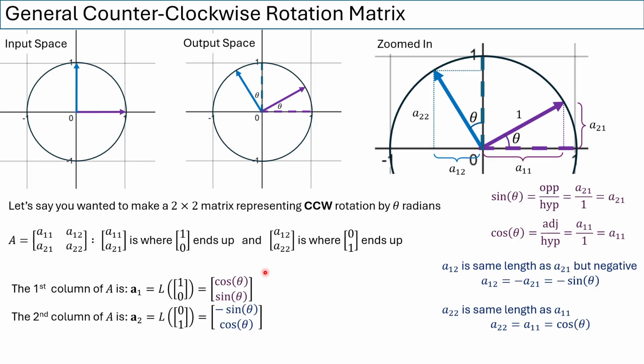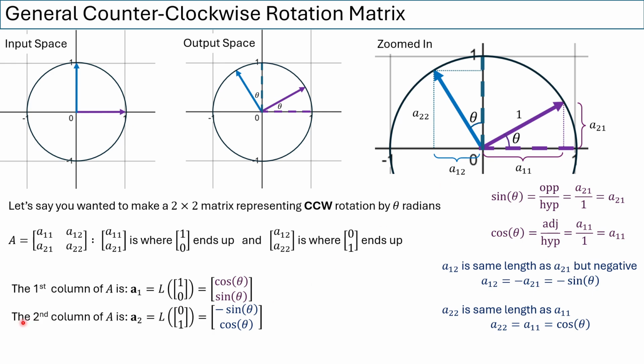Therefore, we can build our matrix now because we know the first column of the matrix is where (1, 0) is mapped to after applying this rotation by theta radians counterclockwise, right? That's going to be cosine theta, sine theta, that's this point right here.